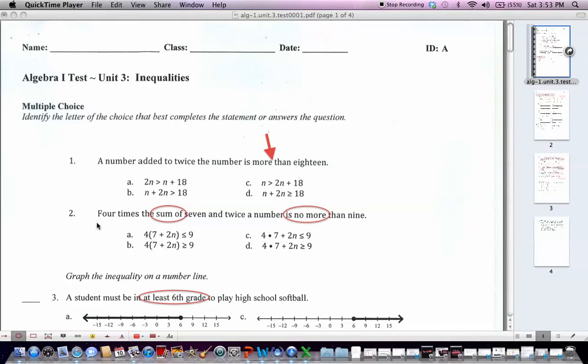Number 2, 4 times the sum of 7 and twice a number is no more than 9. And I've put circles here around the important words. What does sum of mean? You have to remember what the word sum of means. It suggests something. And then is no more than. Refer back to that inequalities chart that's been given to you already.